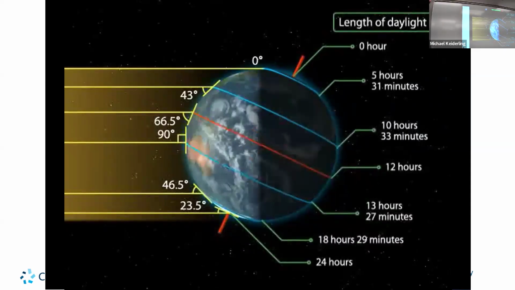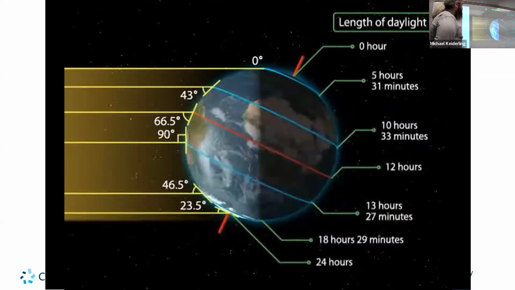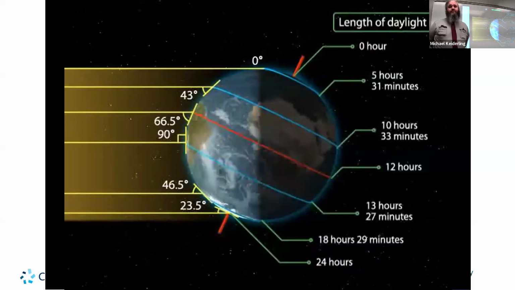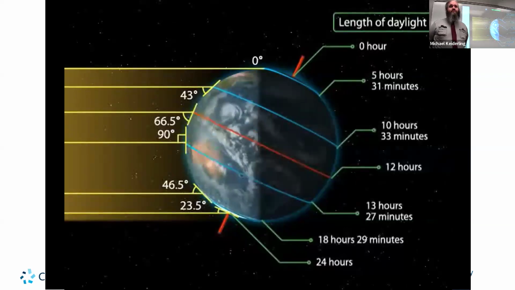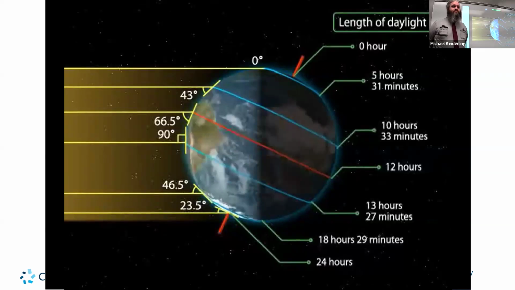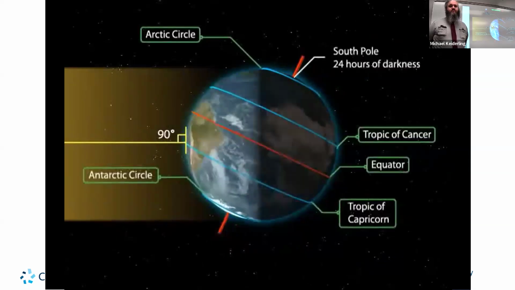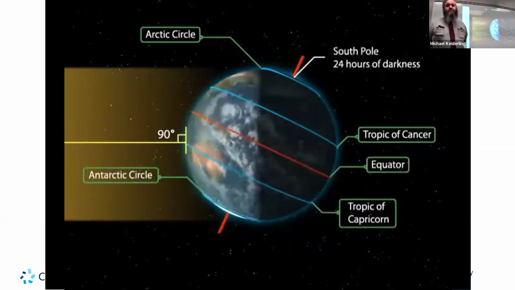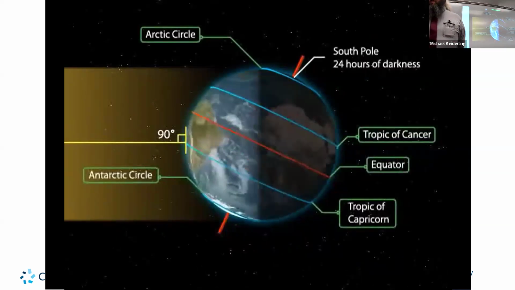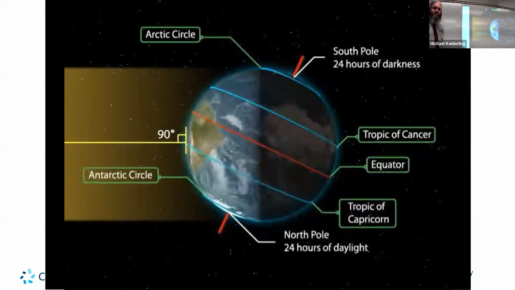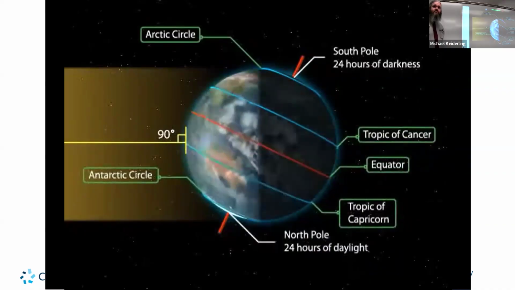On this day, the length of daytime in the northern hemisphere is the shortest in the year, while that of the southern hemisphere is the longest in the year. There are 24 hours of darkness at the Arctic Circle and 24 hours of daylight at the Antarctic Circle.